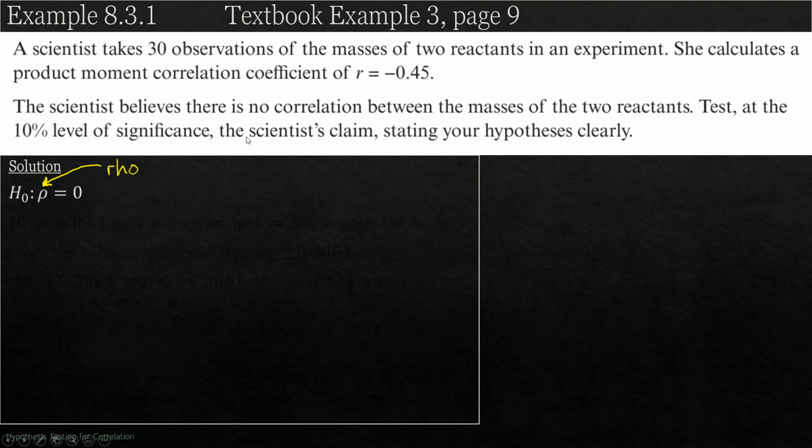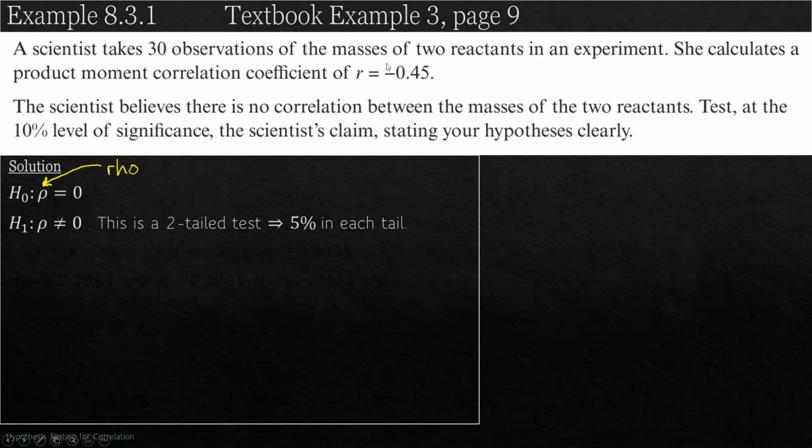Our alternative: we're testing the claim. They believe there's no correlation, so we're testing that claim. So our alternative is that there is some correlation. It could be positive, could be negative. So rho does not equal zero is our alternative. That makes this a two-tailed test. And since we were told to use a 10% level of significance, that means 5% in each tail.